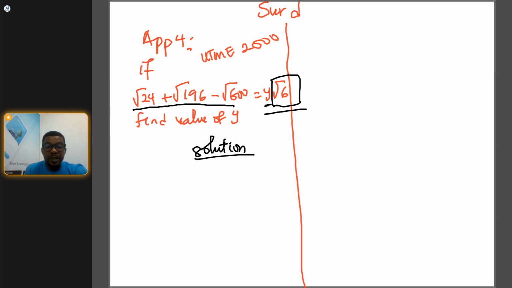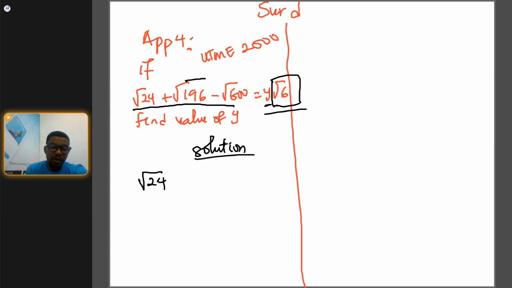We want to equate this part to this part. When we do the balancing by equating this part to the other part, we cannot compare the value of y at this place to the other side unless the roots match. So the least root here is 6. That means I have to express root 24 as root 6, express root 196 also as root 6, and also express root 600 as root 6. Okay, so let's take it one after the other.